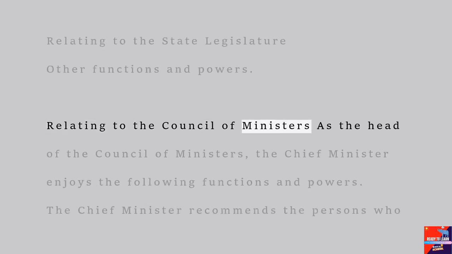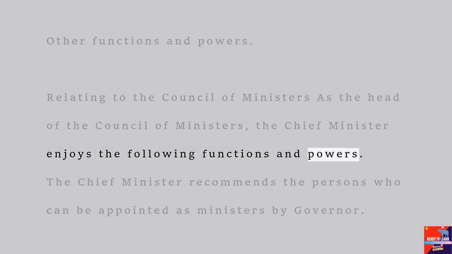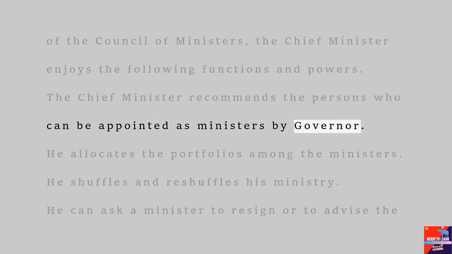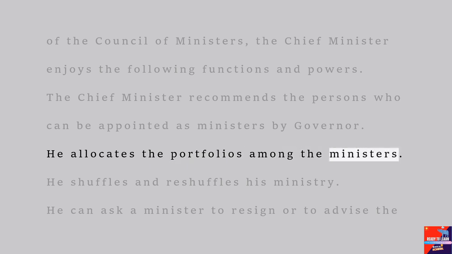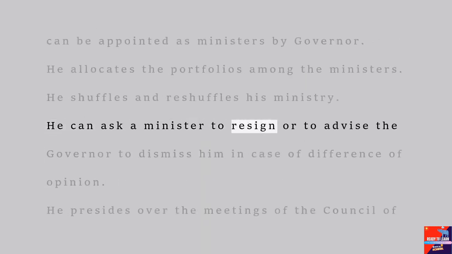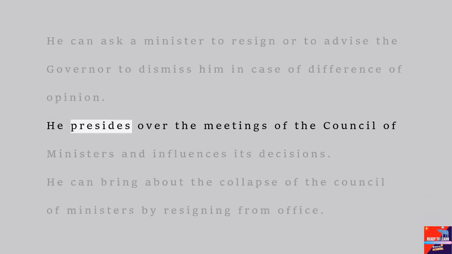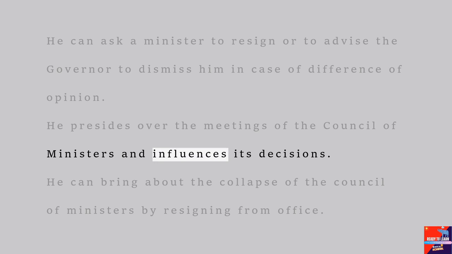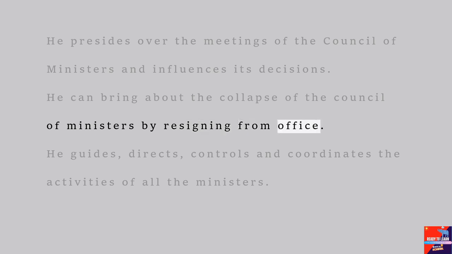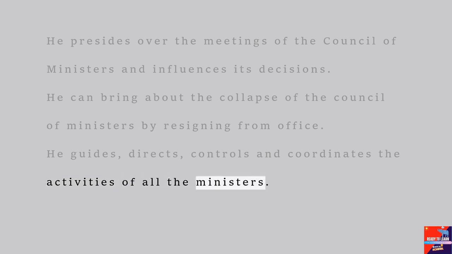Relating to the Council of Ministers. As the head of the Council of Ministers, the chief minister enjoys the following functions and powers. The chief minister recommends the persons who can be appointed as ministers by governor. He allocates the portfolios among the ministers. He shuffles and reshuffles his ministry. He can ask a minister to resign or to advise the governor to dismiss him in case of difference of opinion. He presides over the meetings of the Council of Ministers and influences its decisions. He can bring about the collapse of the Council of Ministers by resigning from office. He guides, directs, controls and coordinates the activities of all the ministers.